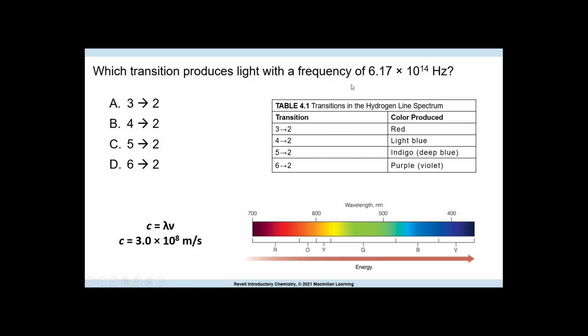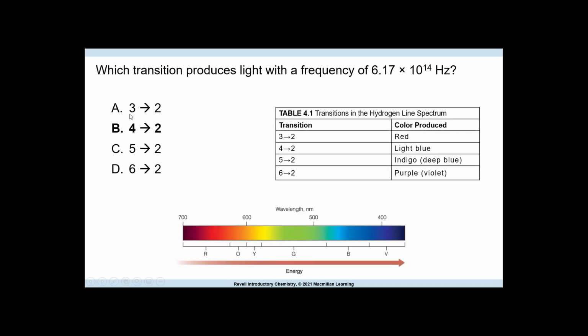So we want to know, with the frequency of this, which of these transitions is produced. So how would we do that? Well, we use this formula. So we plug in and we solve for the wavelength, because the wavelength right here tells you what color it is. So I didn't solve this one for you. I'm just going to tell you what the answer is. So the answer is B, 4 to 2. So where is that? It's going to be 4 to 2. So it's going to be light blue.